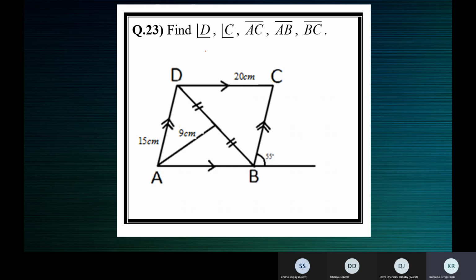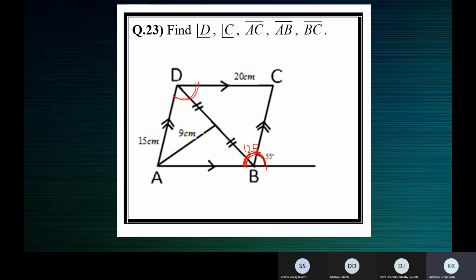What is the measure of angle D? Angle D, this one. If this is 55, children, what will be the measure of this angle? Linear pair. If this is 55, how much is this? 125, ma'am, because linear pair. 55 plus this angle is equal to 180. So you'll find that this angle is 125 degrees.